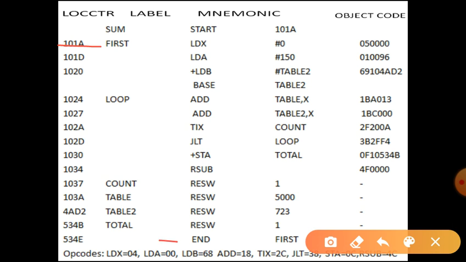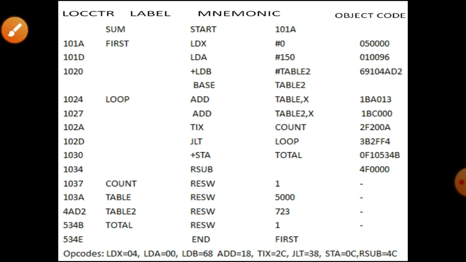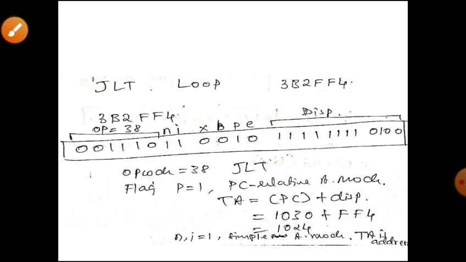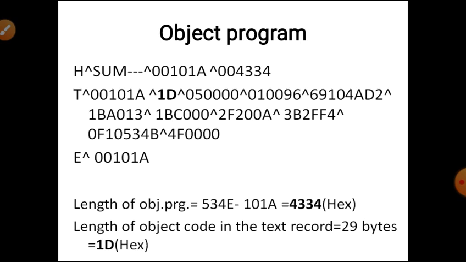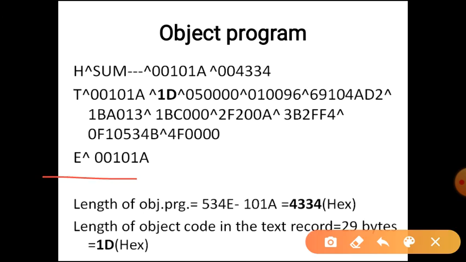How? END FIRST. END FIRST means it will be converted into the end record. What do you mean by FIRST? Wherever FIRST is there, that is the first executable statement, and its address is 101A. So that will be stored in the end record. Okay, so this is what we have. If you have written till here, then the solution is completed.